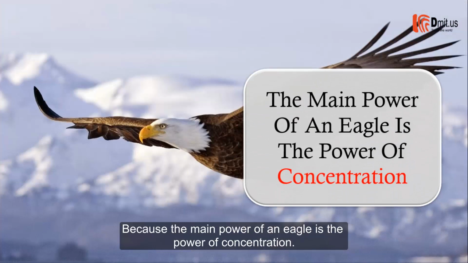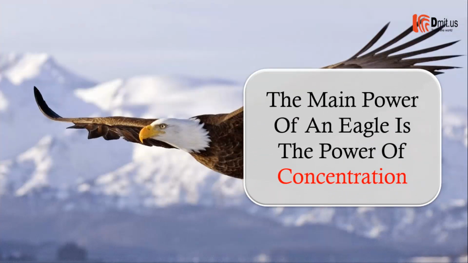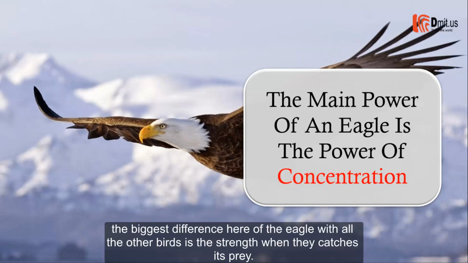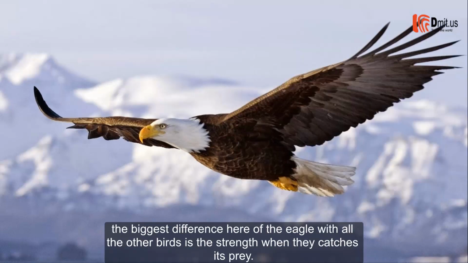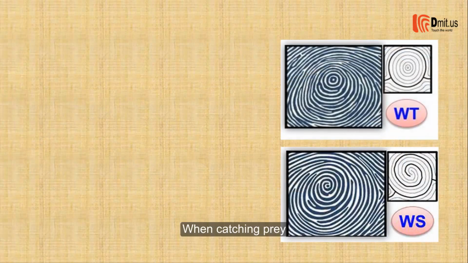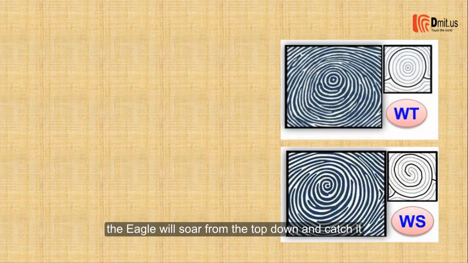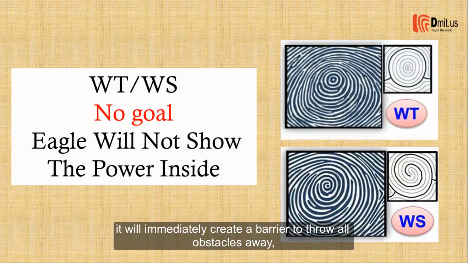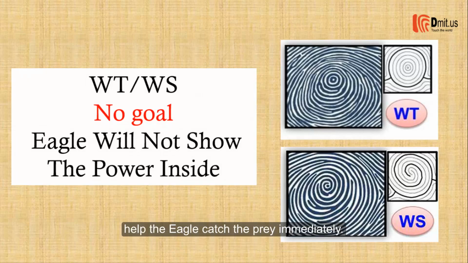Because the main power of an eagle is the power of concentration. When the eagle is concentrating on the goal, their inner power will be revealed. Just like the image of an eagle, the biggest difference between the eagle and all the other birds is the strength when they catch their prey. When catching prey, the eagle will soar from the top down and catch it. With quickness and decisiveness, it will immediately create a barrier to throw all obstacles away, helping the eagle catch the prey immediately.